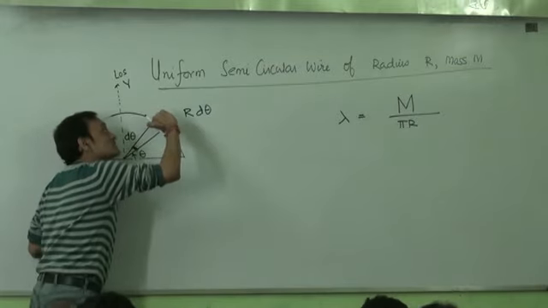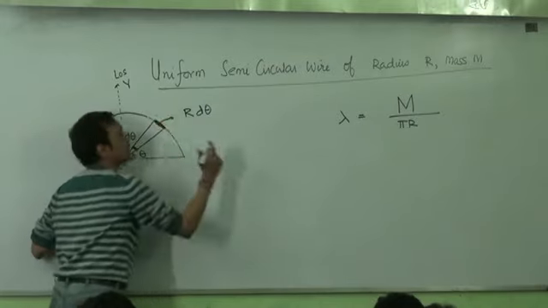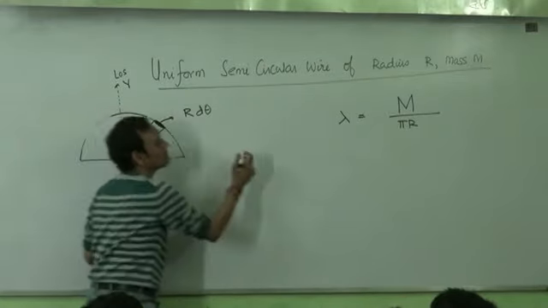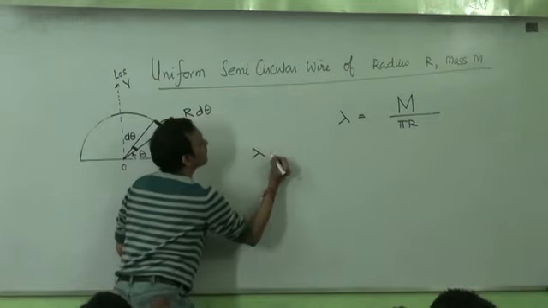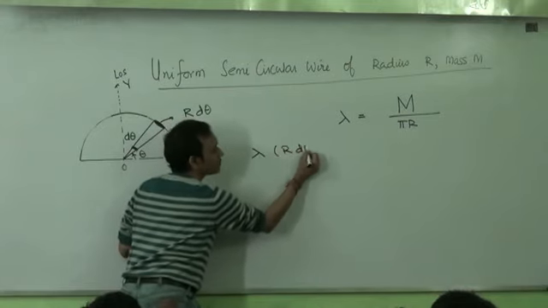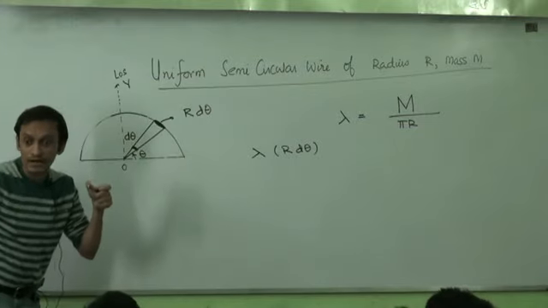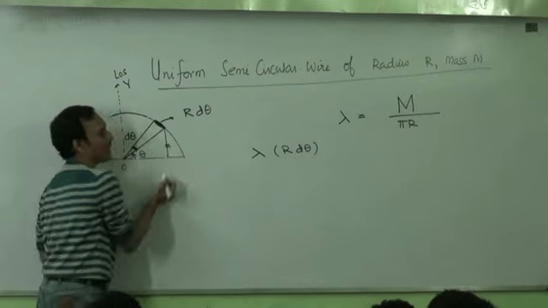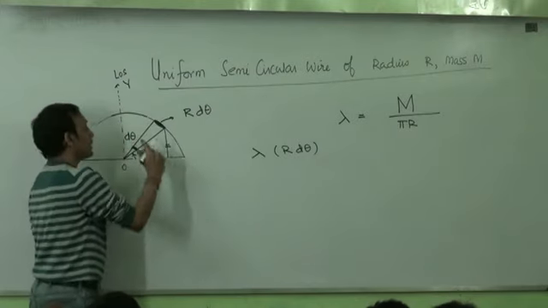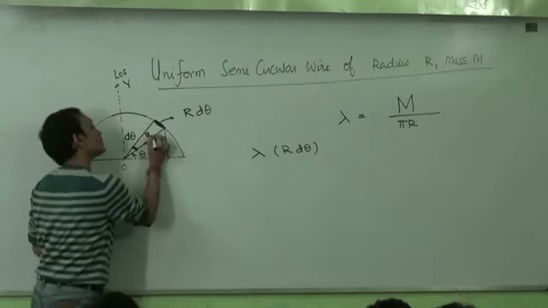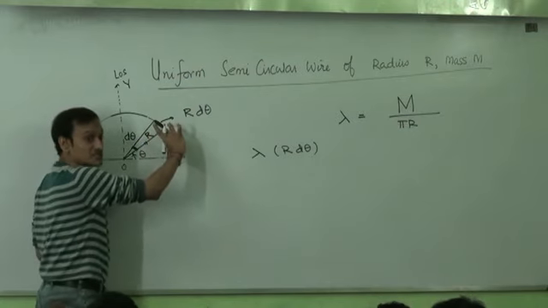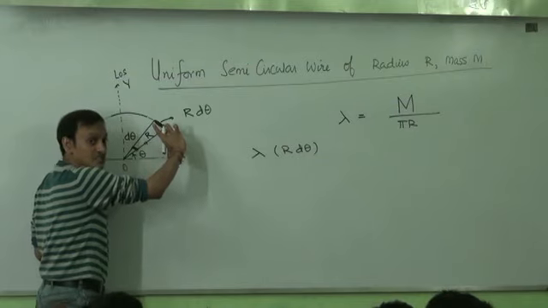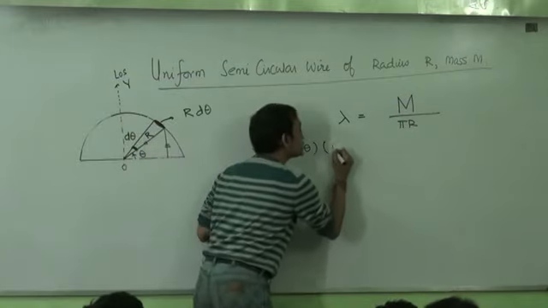So the mass of this element would be mass per unit length into length. So the mass of this element is going to be lambda, mass per unit length, into the length. That's the mass of the element into the y of the element. This would be the y of the element, right? And if r is the radius, then realize that this is r sin theta. Yes or no? The y of the element is r sin theta. So this into r sin theta.